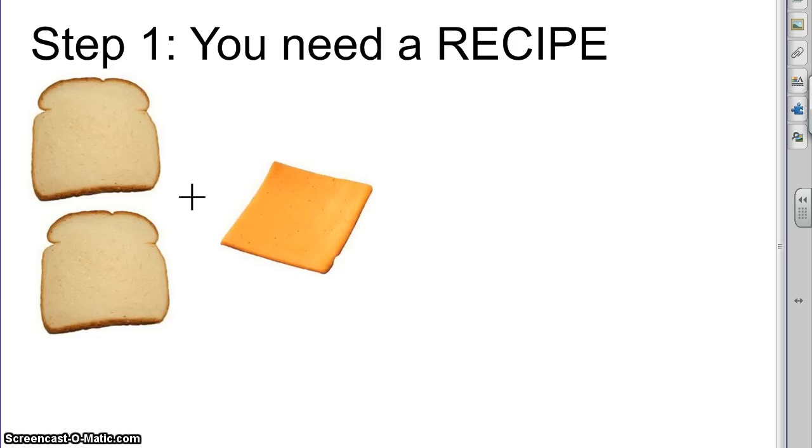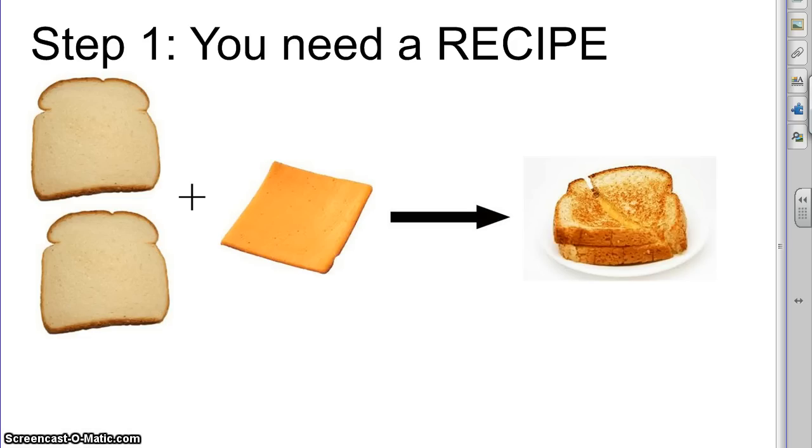Now I know a lot of people like two or four or eight pieces of cheese. I had a group once that liked to put tomatoes and mayonnaise on it, which was fine, but we're just going to go with basic grilled cheese. Two bread, one cheese, which is going to make one delicious grilled cheese sandwich.